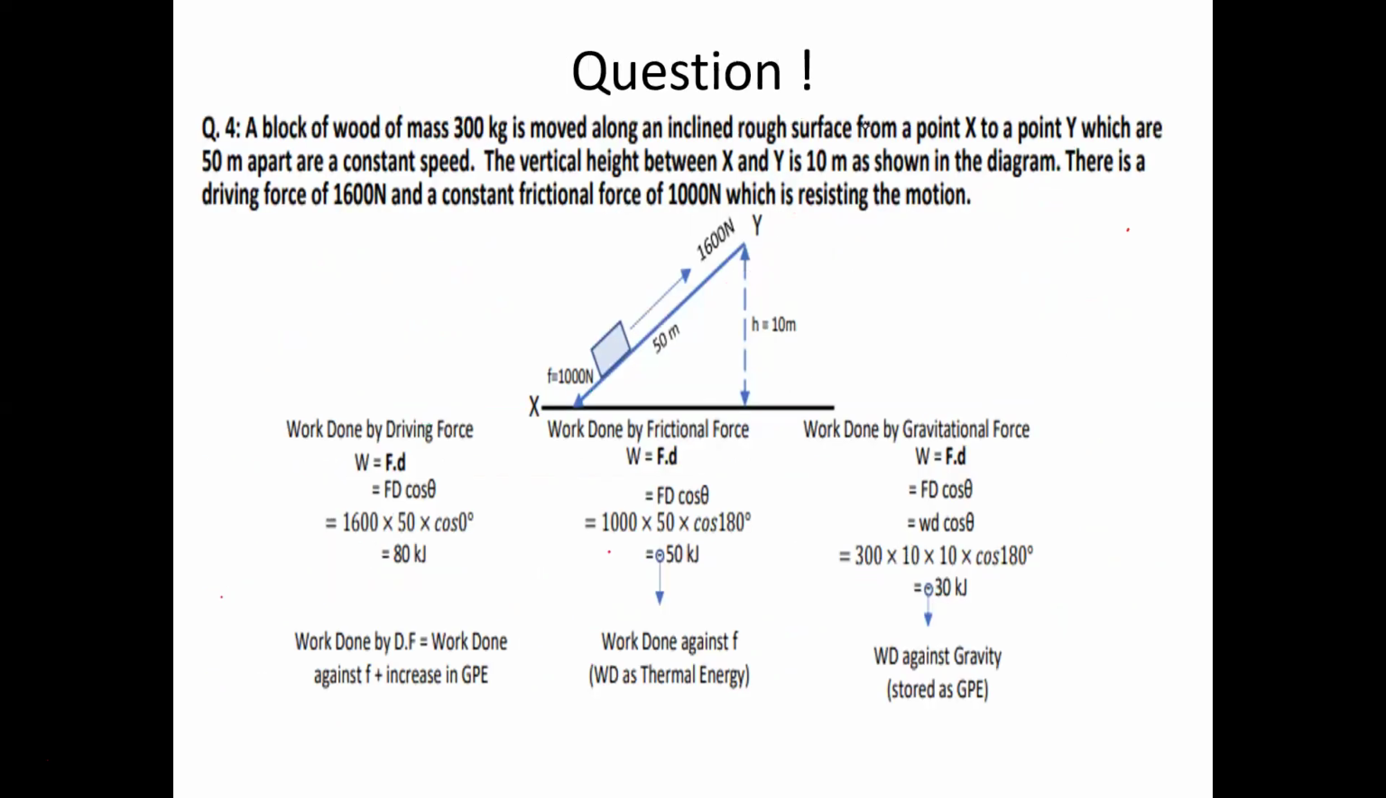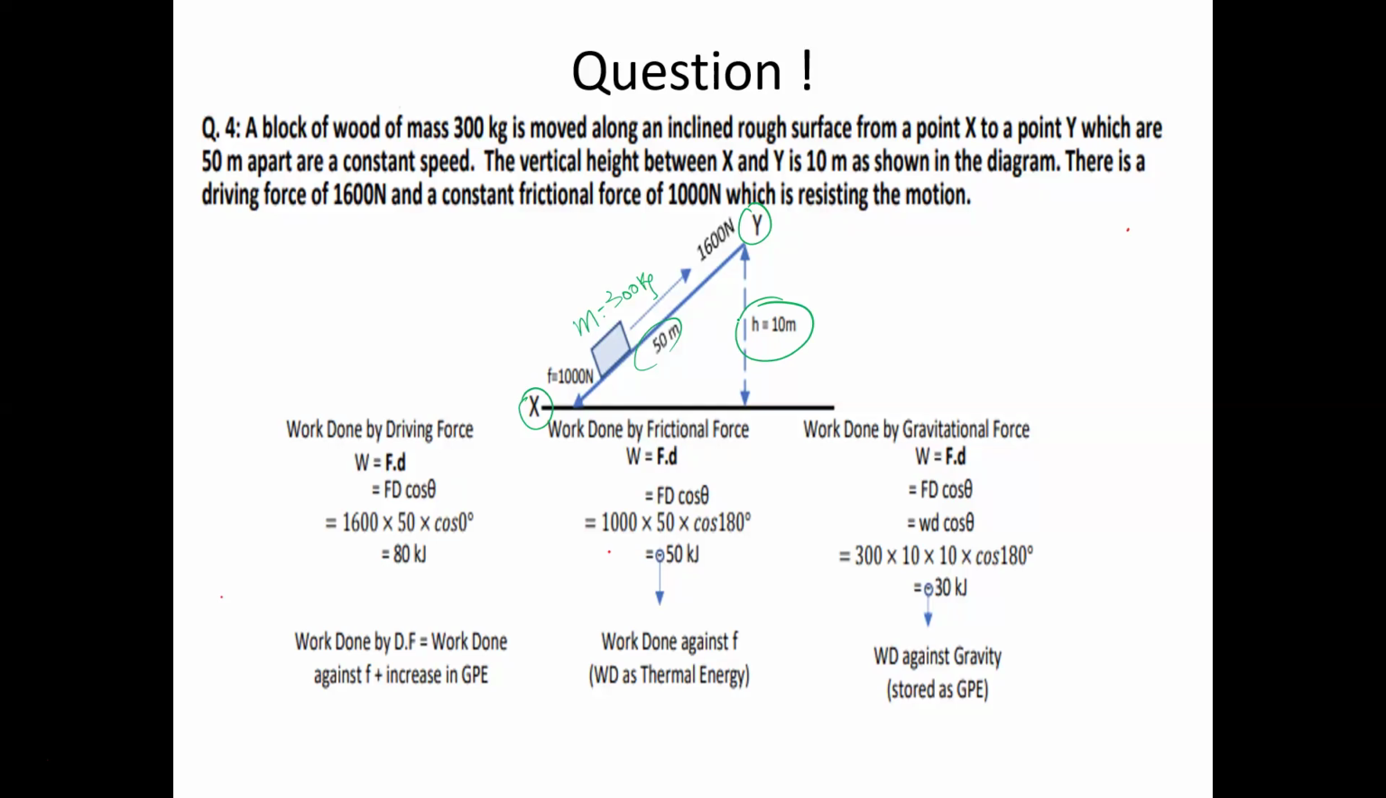So these are a few more questions related to another few examples of work done. Quickly, let's see what is happening in this. There is a block of wood of mass 300 kg, and it is moved along an inclined rough surface from point X to point Y, which are 50 meters apart. So the distance is 50 meters. The vertical height between X and Y is 10 meters, as shown in the diagram.